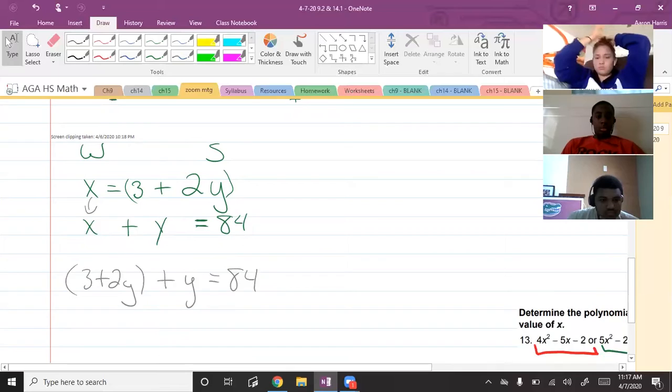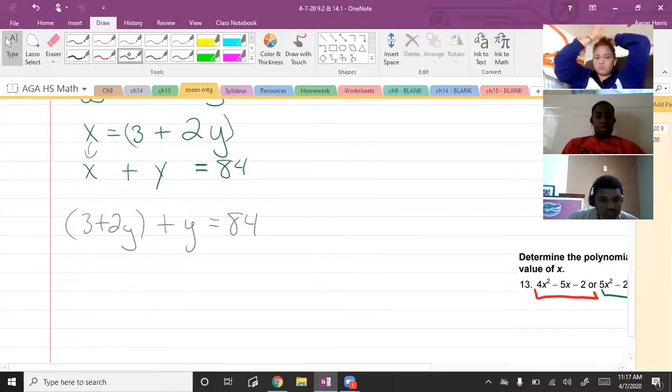Okay. Now, what am I going to do? I am going to solve for y. Notice I have 2 circles, so I know I'm going to combine like terms, but first let's check simplify. Anything to do? Is there PEMDAS? Is there distributing? Is there remove fractions? Or is there factoring? No. Yes, there's these parentheses, but the parentheses really aren't doing anything. So I have 3 plus 2y plus y is equal to 84.